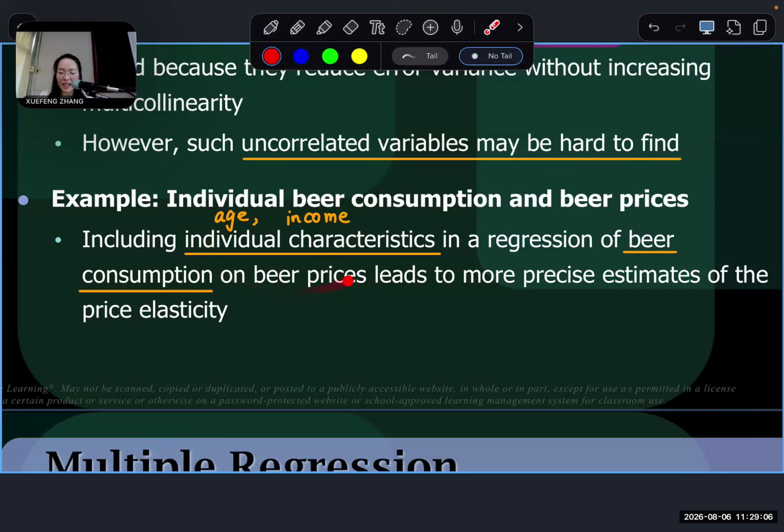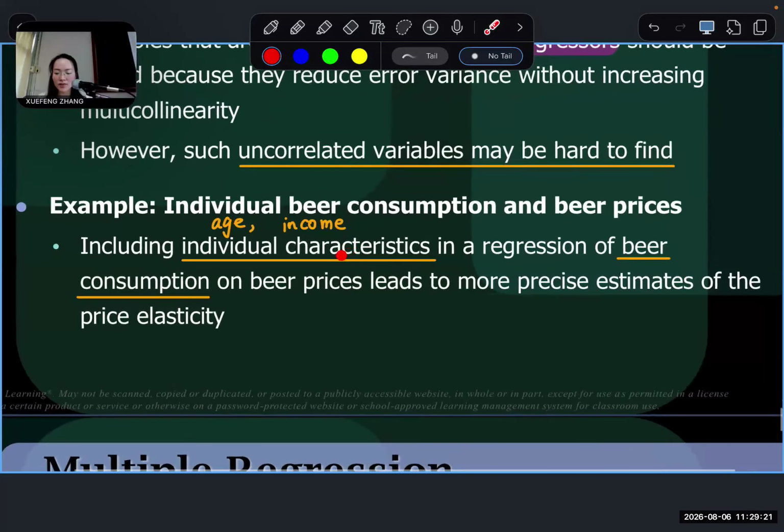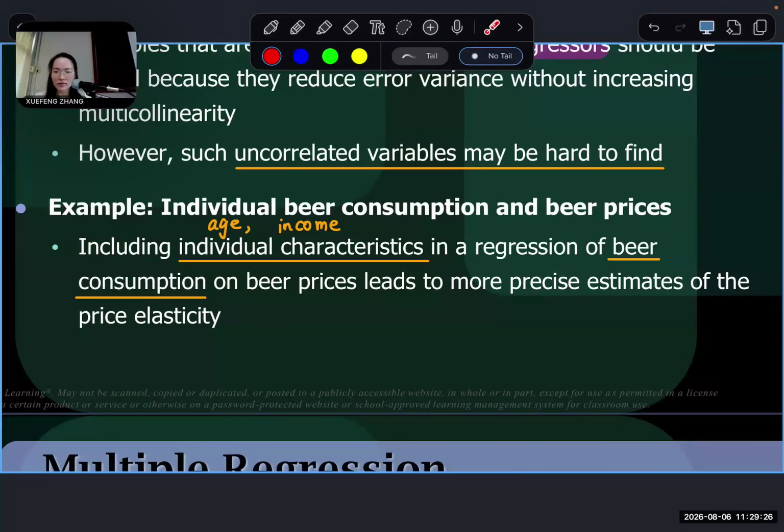So basically, if you can add individual characteristics, suppose you want to investigate the beer consumption, it helps. But the problem is that you need to collect the data, maybe sometimes by yourself, okay? So here, if we add individual characteristics, it will make the price elasticity estimate more precise.